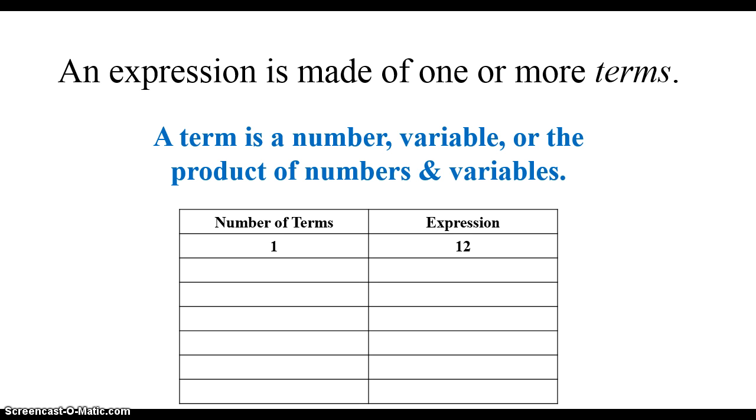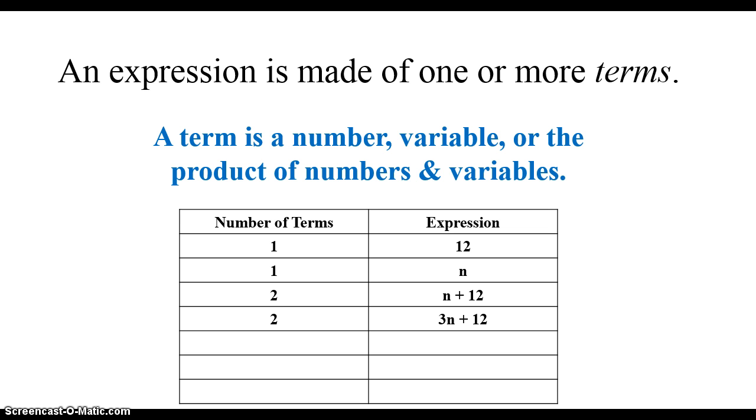If my expression is 12, there's one term because there's only one number there. If my expression is n, there's only one term because there's only one value or one number there. However, if I had n plus 12, since n and 12 are being separated by an addition sign, they're each their own term. So this expression has 2 terms.